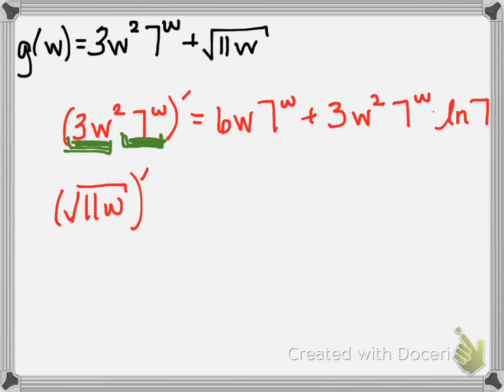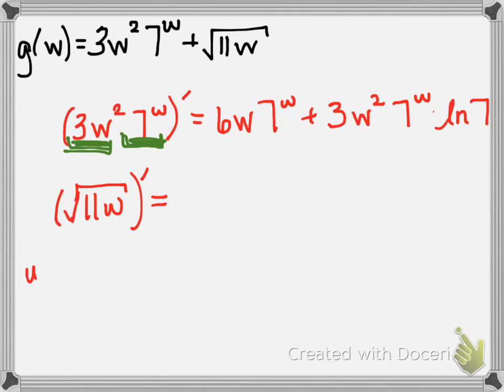Okay, all of that is the derivative of 3w squared times 7 to the w. So now we need to figure out what the derivative of the square root of 11w is. So we need to figure out what our inner function is and outer function. Why? Because this is a composite function, square root of 11w. It looks pretty simple, but 11w is the inside. I have to compute that first and then take the square root.